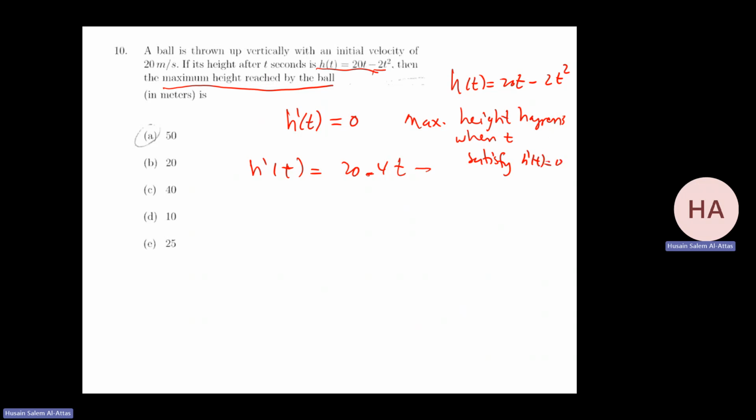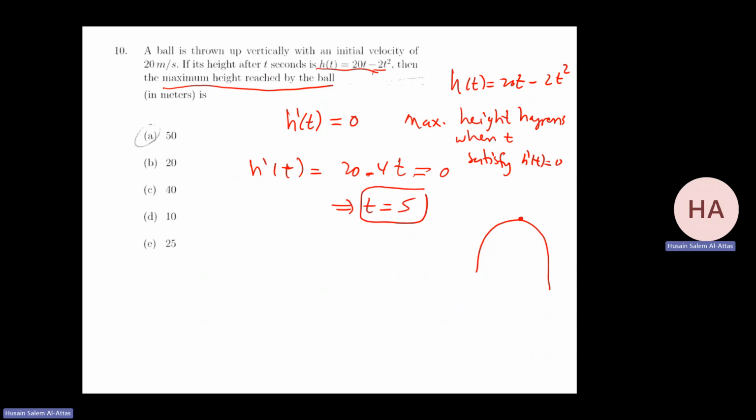It's just a parabola, very clear for this example. It's a parabola that opens downward. So the maximum will be at the vertex. So this is equal to 0. So you have t equal 5. So this is when t equal 5.